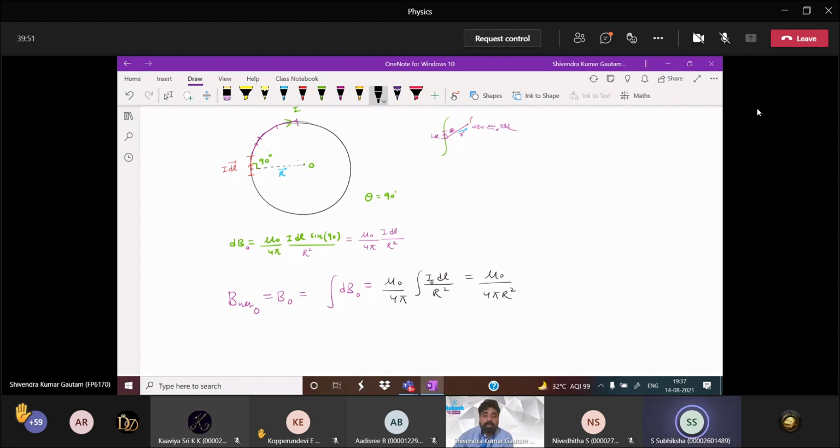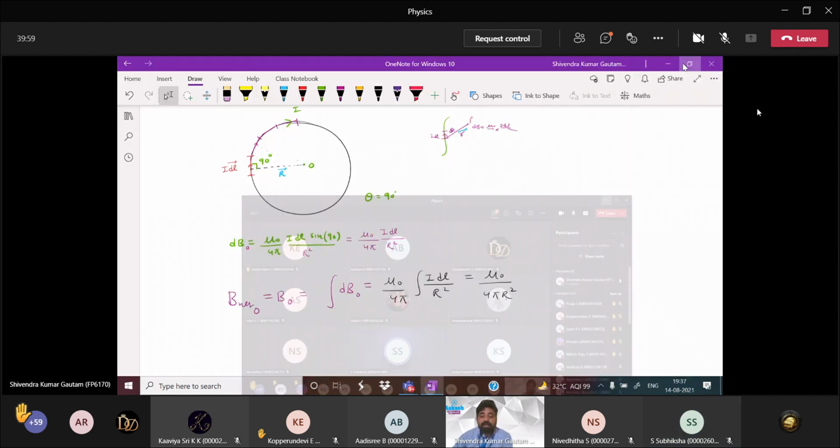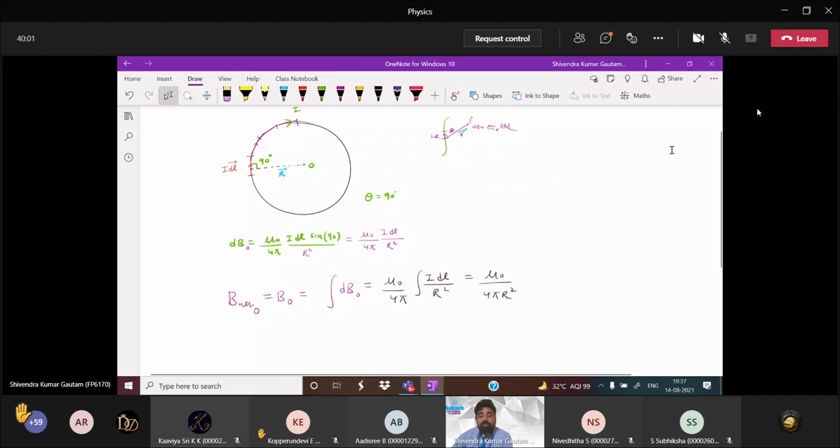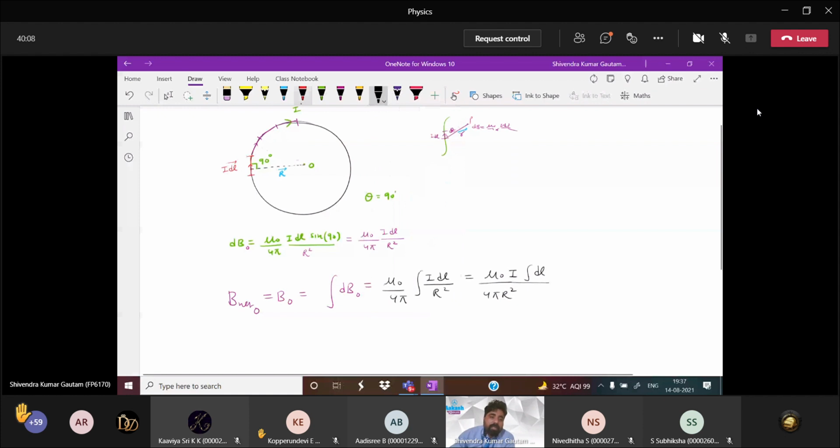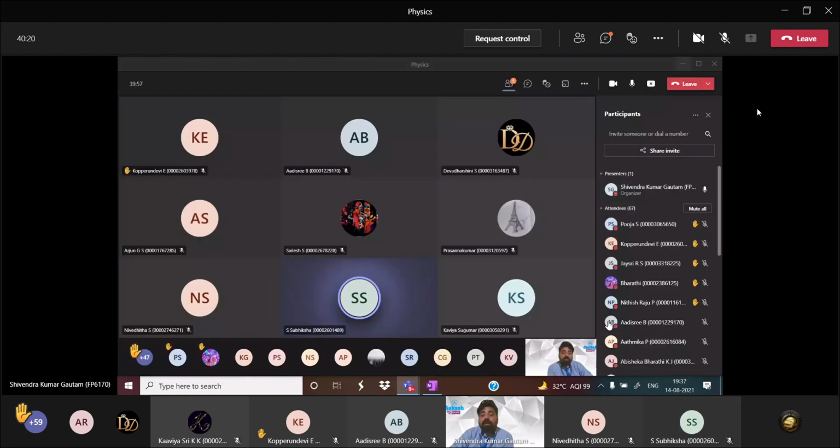4 pi r square. Tell me, is the same current flowing in the complete loop or not? Is the current changing in the loop? No, sir. Same current. So I also can take outside. You know dl is variable here. Integral dl. Now tell me everybody, if you add all the dl elements here, what will you get? L, 2 pi R. 2 pi R.